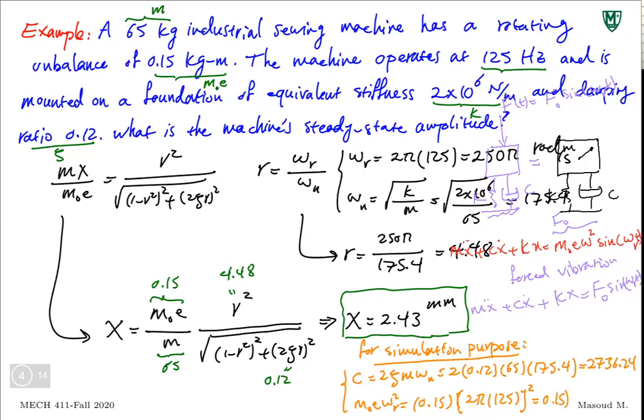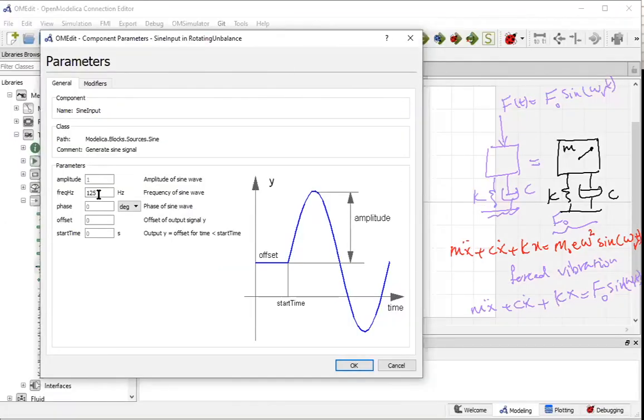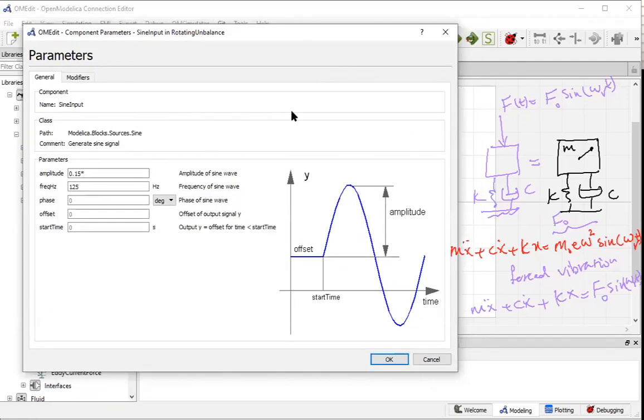This will be 0.15 times 2 pi 125. Actually, I did that calculation. It's 785.4 squared. I'm just going to use this directly there. Now, the amplitude of this, as I said, is m naught e omega squared, and that's 0.15 times omega. We got it as 785.4. I'll just put squared there. I'll let the software do the calculation. And nothing else.